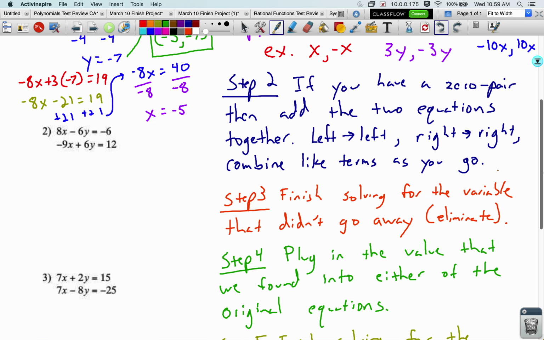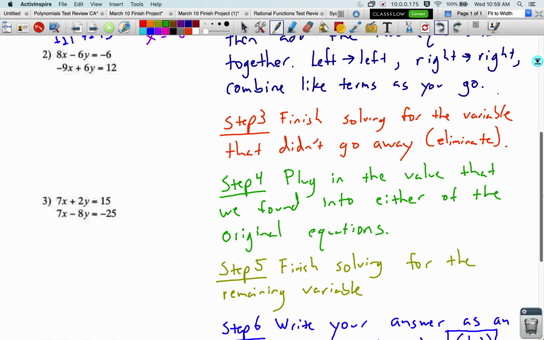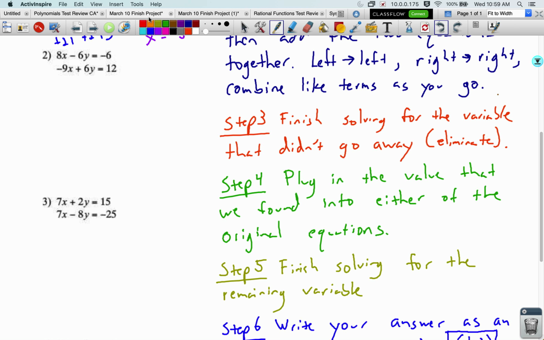All right, let's try that whole technique on problem number 2. So first, look and see if we've got a zero pair. We do with the 6's. I've got a negative 6y and a positive 6y. That means I can add these together. So I put a big plus out in front, big addition line underneath. All right, then I can add left to left, right to right, combining like terms as I go. 8x plus a negative 9x is a negative x. The y's cancel out. I'm not going to even bother crossing them out because I need to go plug back into these equations.